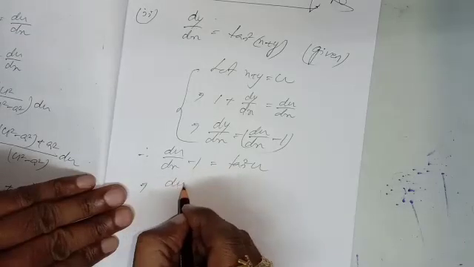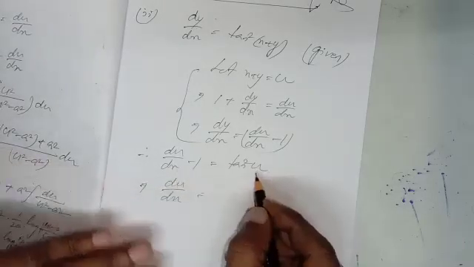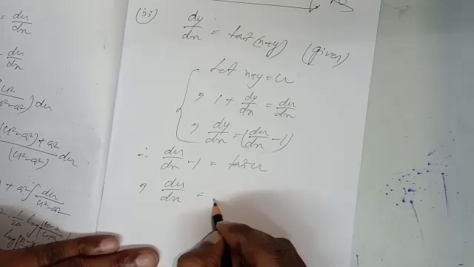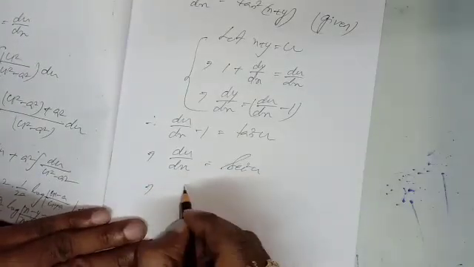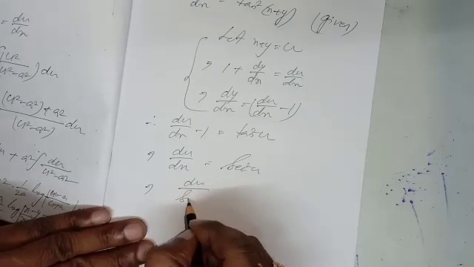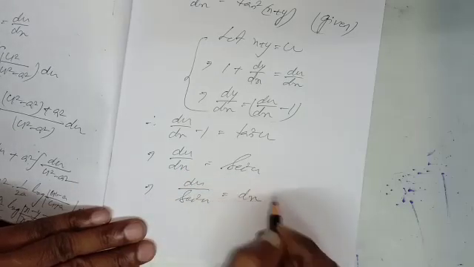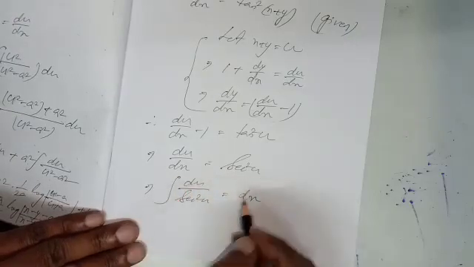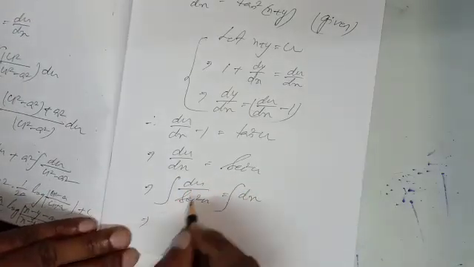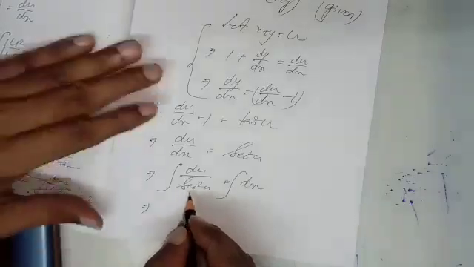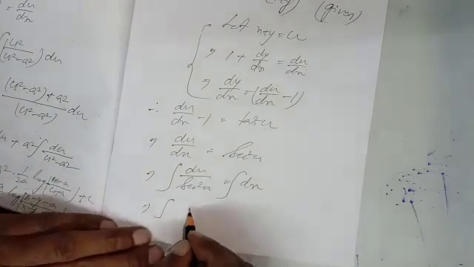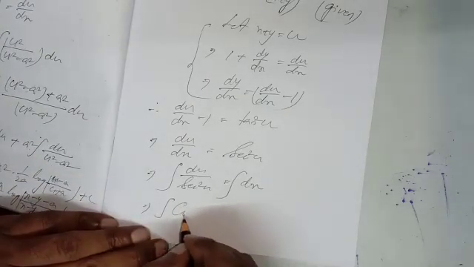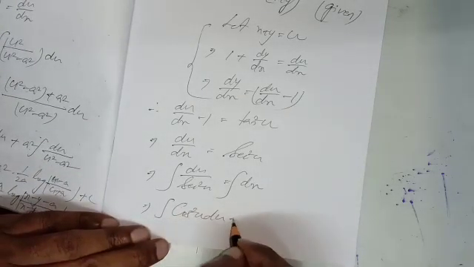Do one thing here, du by dx, this minus 1 take that side, this will be 1 per tan square u, and 1 per tan square is sec square u. After that, du by sec square u is equal to dx. Separation of variables completed, after that integrating both sides. And this is nothing but integration of cos square u du is equal to x plus c.